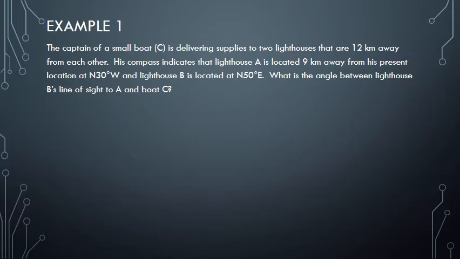So there's a guy in a boat, and you can see the two lighthouses. You can imagine a triangle there, a boat and two lighthouses. There are 3 points, so now I'm going to start picking out things. The two lighthouses are 12 kilometers away.